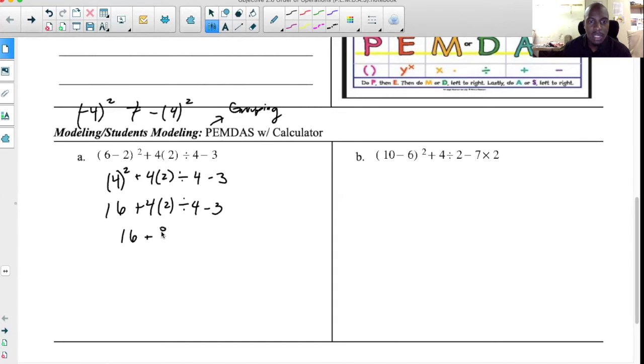16 plus 8 divided by 4 minus 3. Now I'm going to do division. 16 plus 2 minus 3. And now I'm looking at addition and subtraction here, which, whatever comes first, left to right. So 16 plus 2 is 18. Minus 3 gives me my answer of 15. Okay, so my answer here is 15.